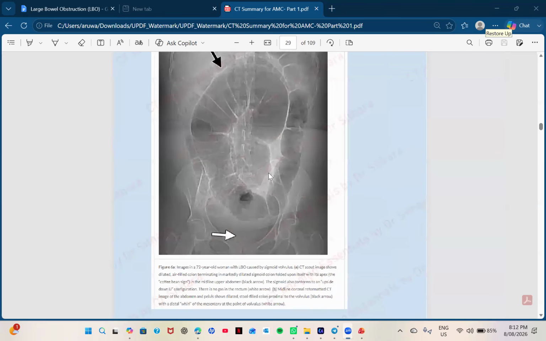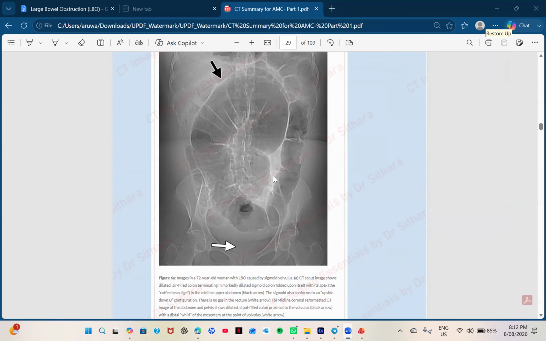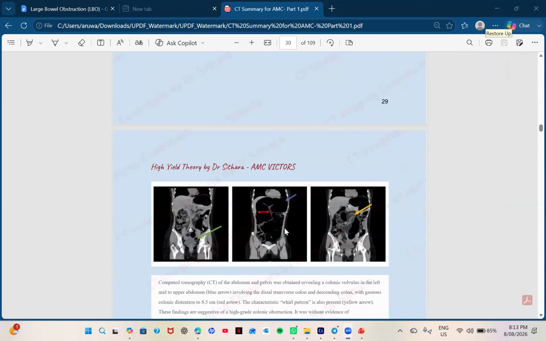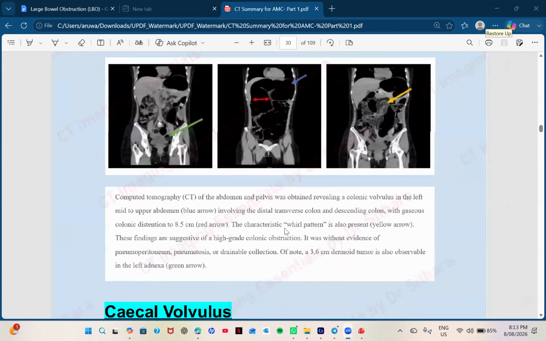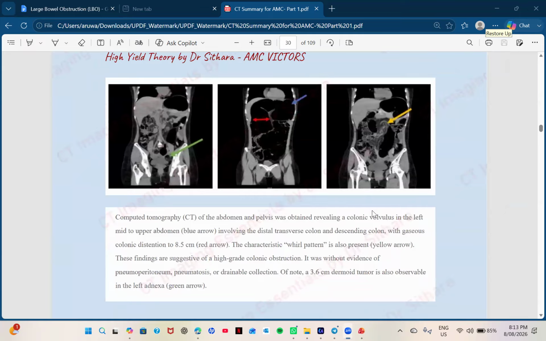Here you can see it. Can you see, doctors? Even on CT you can see this. CT shows this coffee bean sign, right? Here, let's see what other signs they have shown.